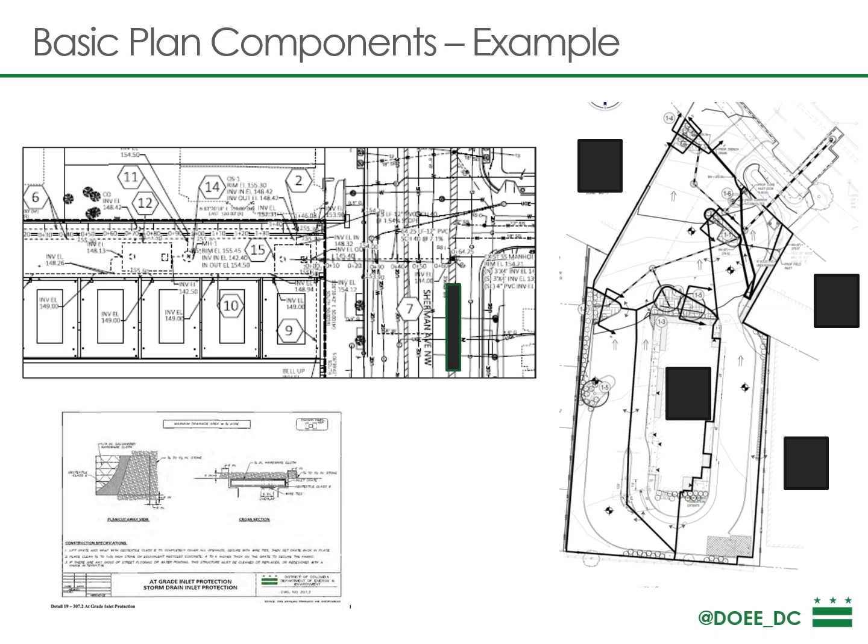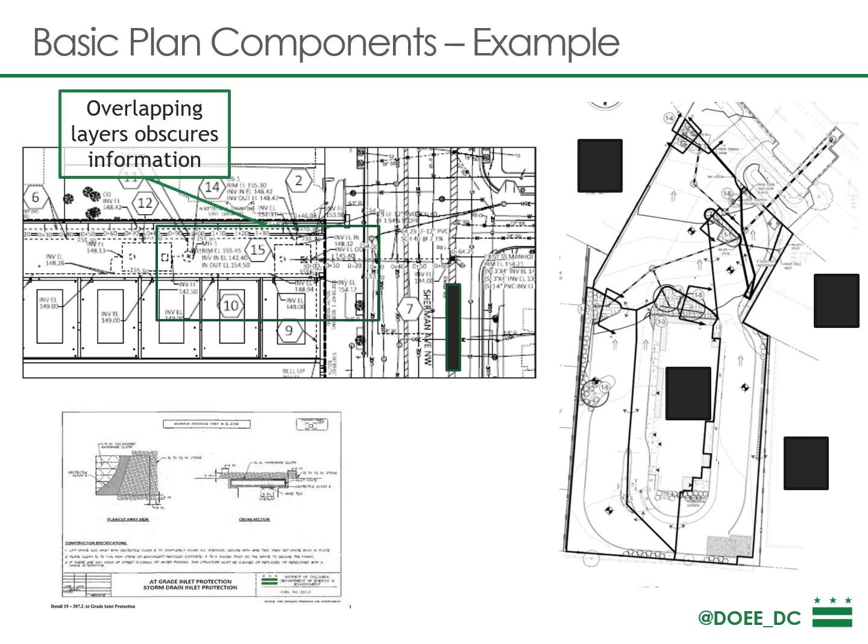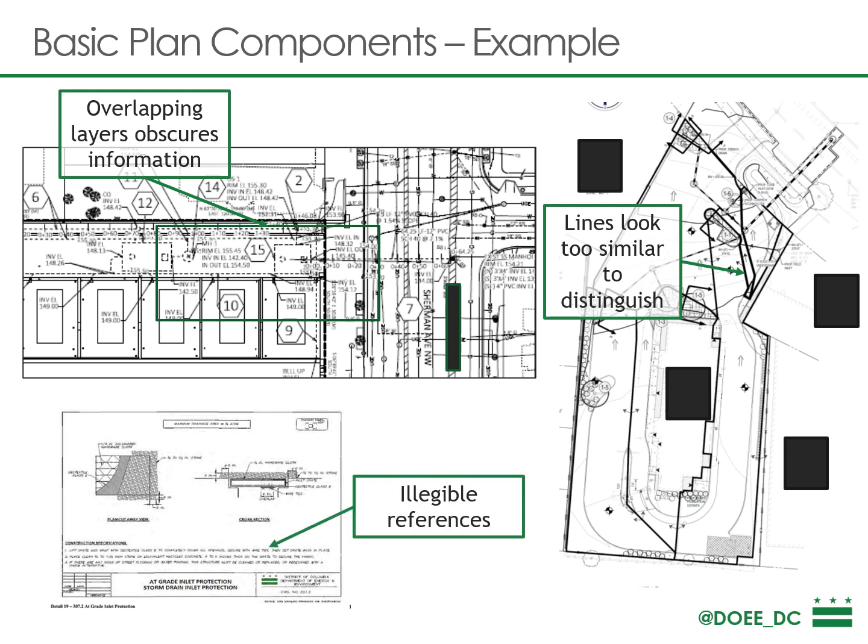Here are examples of plans that are difficult to read and difficult for the plan reviewer to understand what is being represented. Overlapping layers that obscure the information, such as spot elevations. Multiple lines with the same thickness and type make it difficult to know what the lines are representing. And illegible references are also not allowed on plans.